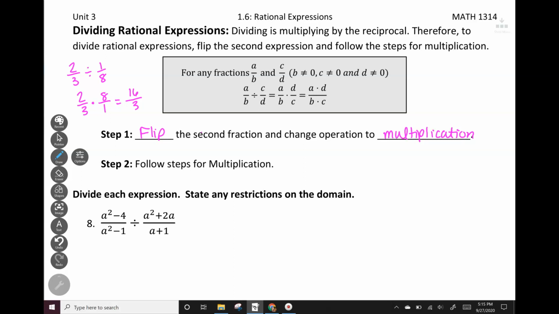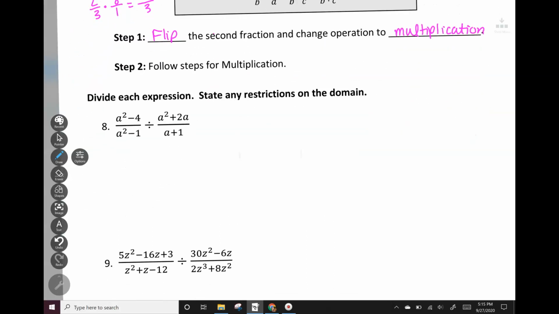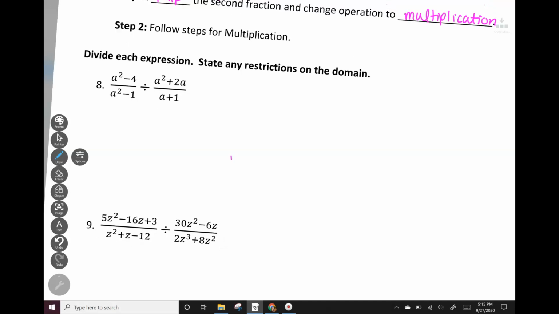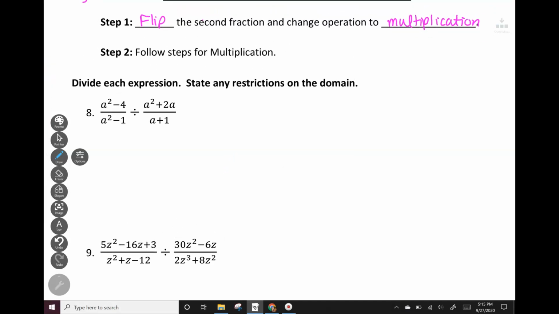All right, so let's try it out. Divide each expression. State any restrictions on the domain. So we are not worrying about that right now. You can ignore that direction. Okay, so change it to multiplication and flip that second fraction. Times, flipping it.